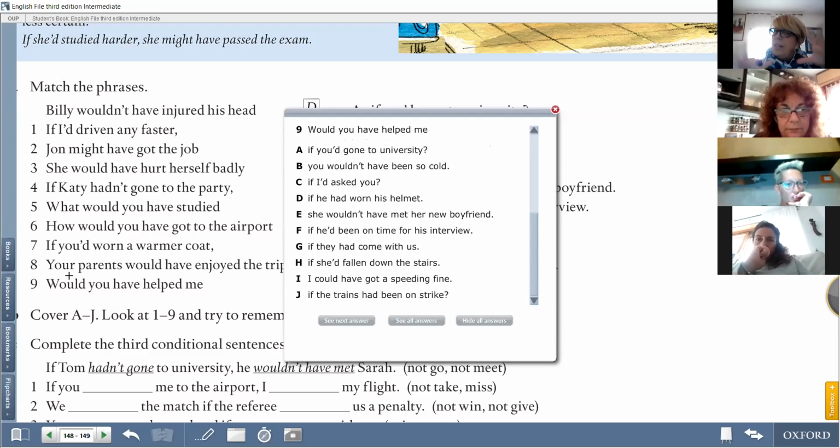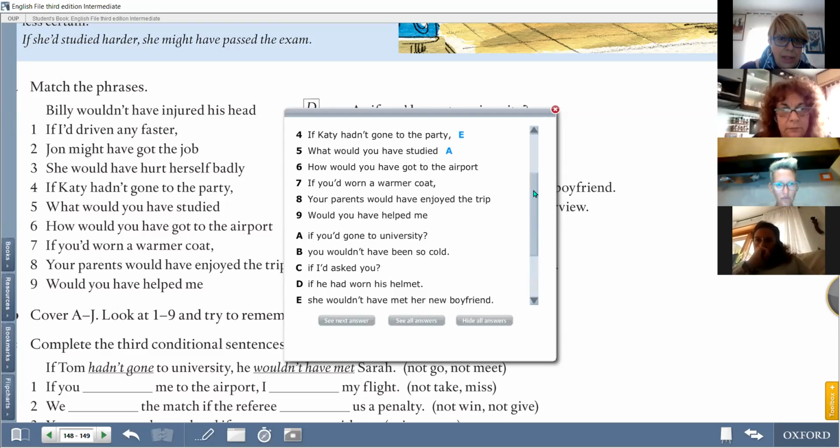Even if you don't understand very well the sentence building, actually the meaning is important, that the meaning is clear to you. There's no other way that you can put them together. Myla, you were saying something? No, you were just doing the number 5. Yeah. What would you have studied if you'd done university? Yes, so A, of course.